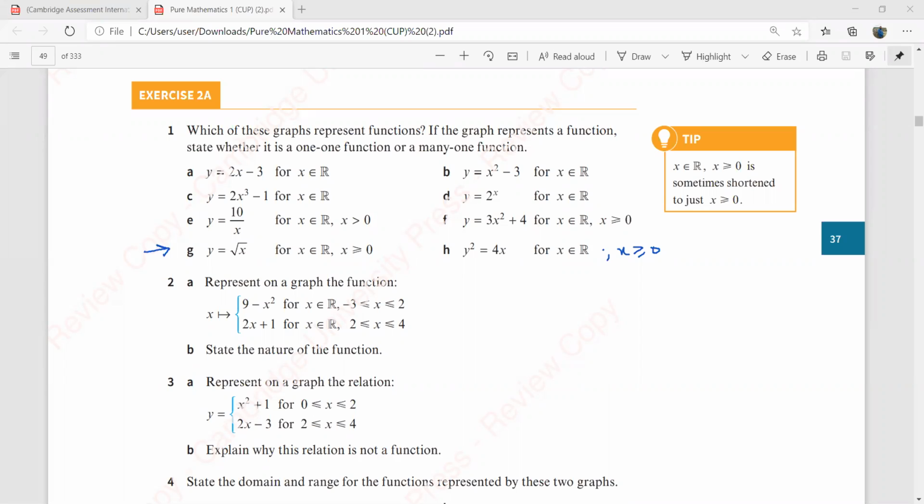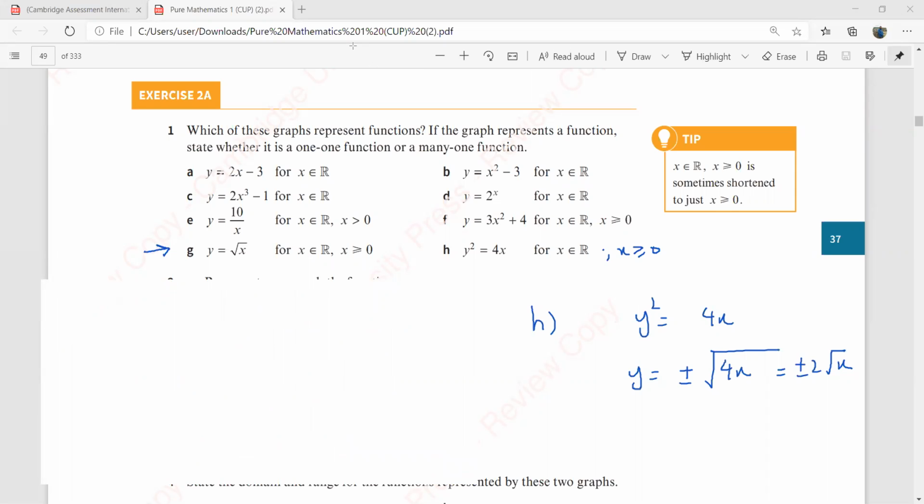Now suppose, look at this h part. When you take the square root over here, this is y square is equal to 4x. When you take the square root, this will become plus minus under root 4x. We can write it as plus minus 2 under root x. Let me ignore this 2 here for a minute and explain it to you here.